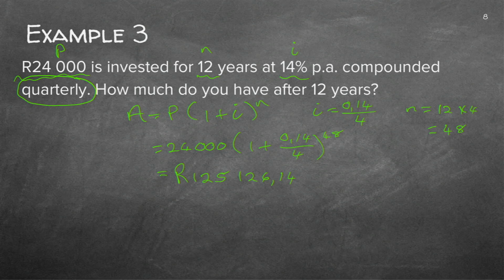Good. 125,1... Let's just see if it makes sense. You started off with 24,000 Rand. You are investing. You want more money at the end. You've got 125,000 Rand. That's a lot of money because 14% is a very high interest rate, which I hardly ever think you'll get anywhere at a bank. But good luck. Maybe one day.